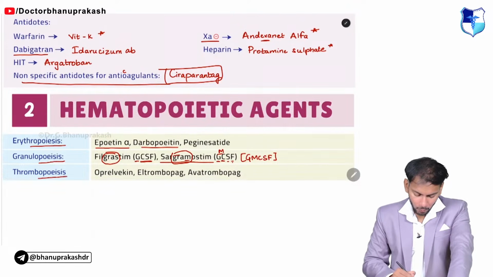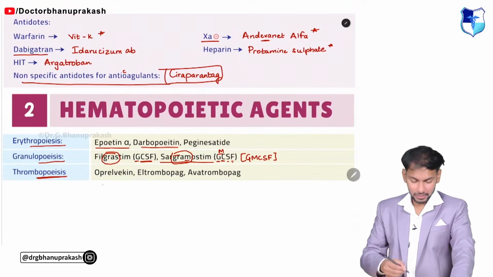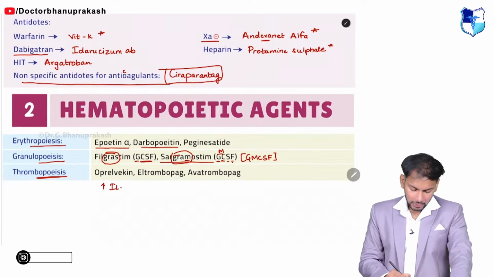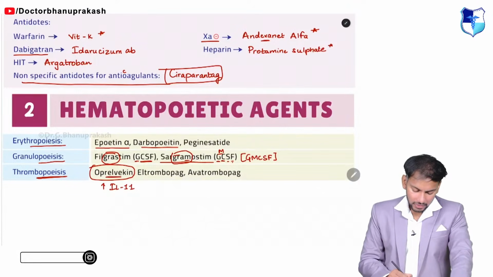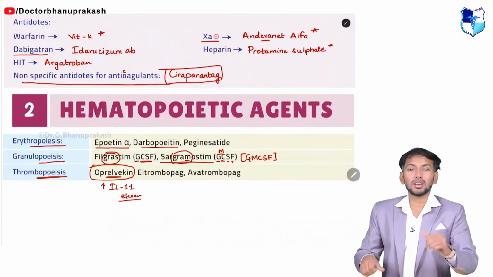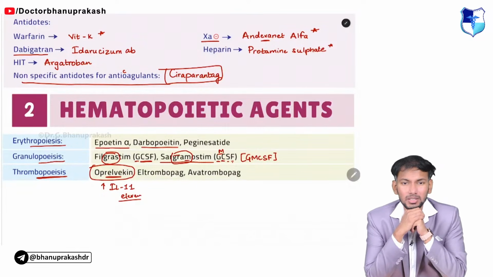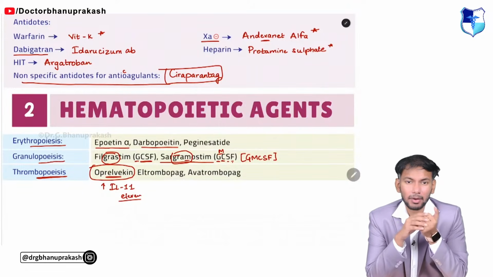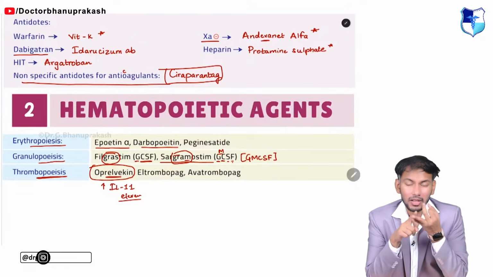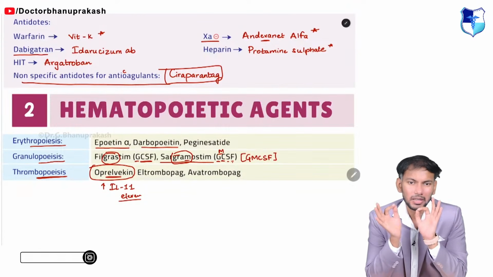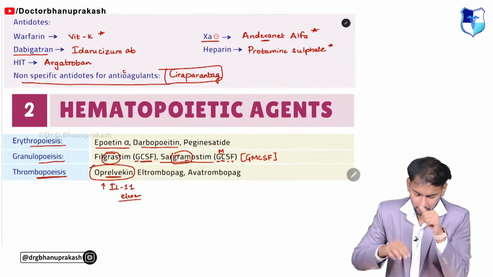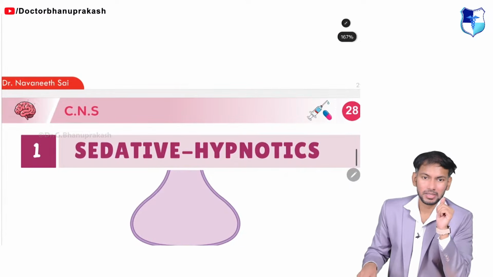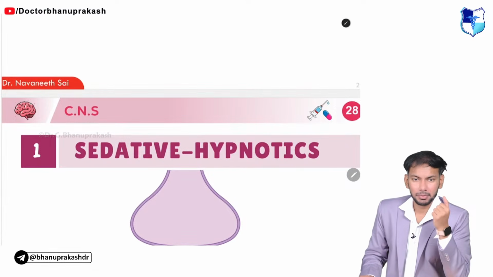Now, coming to thrombopoiesis. How do you increase the platelets? By increasing the interleukin 11. At least remember one drug. This is oprelvekin. You can see here in the name itself we have 11. Yes, that's all. This is what I want you to remember. In this I want you to remember epoetin, darbepoetin, filgrastim, sargramostim and oprelvekin. These are most commonly asked drugs in the exams. So, this finishes our hematopoiesis chapter, the hematology chapter.